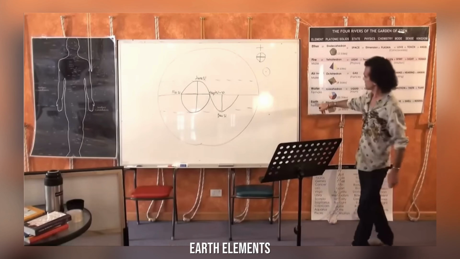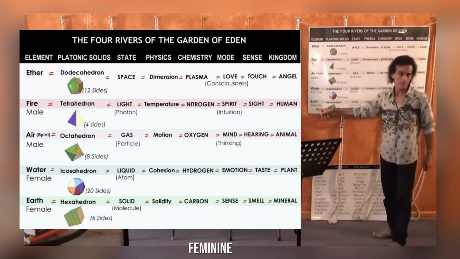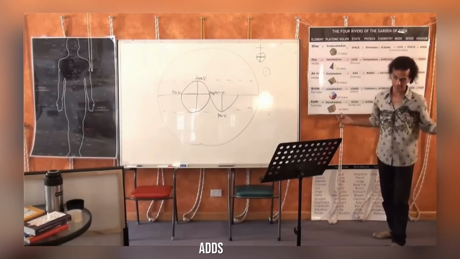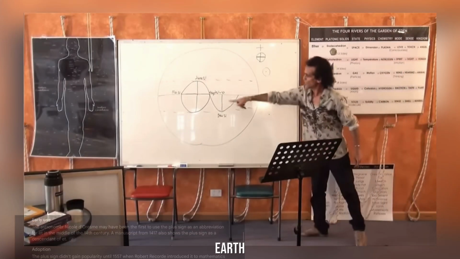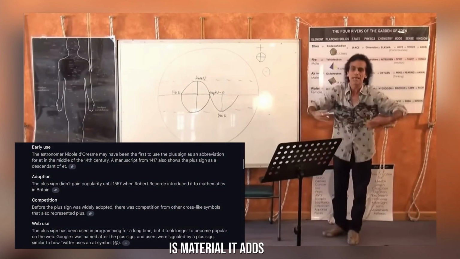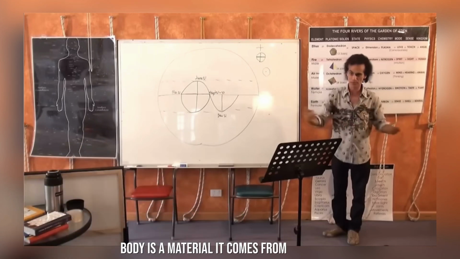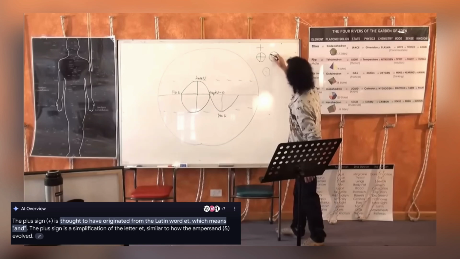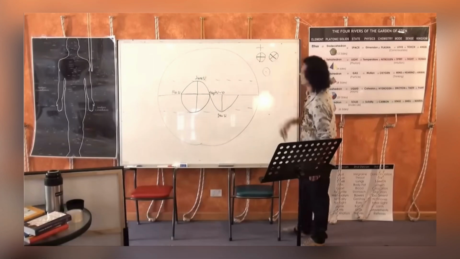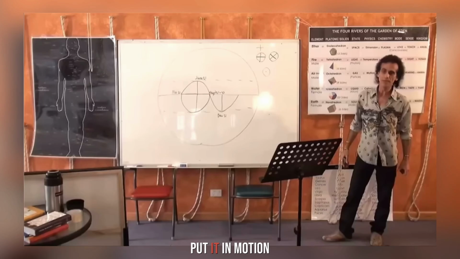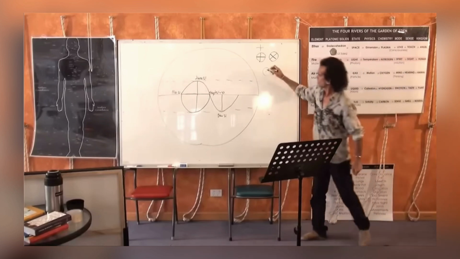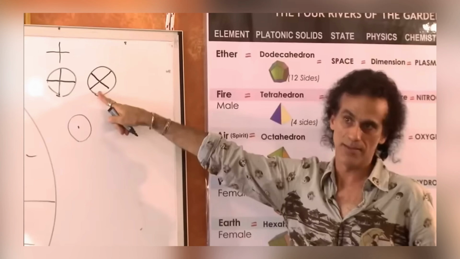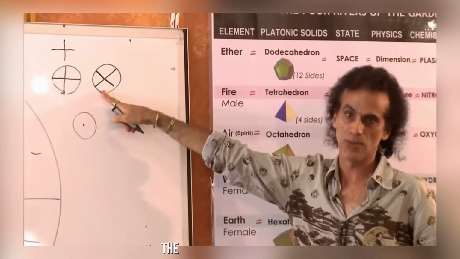Because of the Earth elements, feminine, matter adds. So this Earth is material. It adds. Your body's a material. It comes from the Earth. So that's where the addition sign comes from. When you put it in motion, you get multiply. That's water. That's also feminine. Multiplicity. This is generation. The woman has that power.